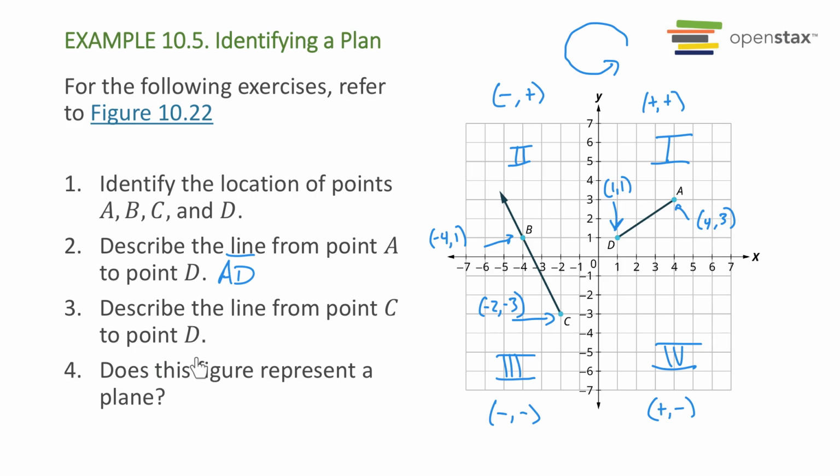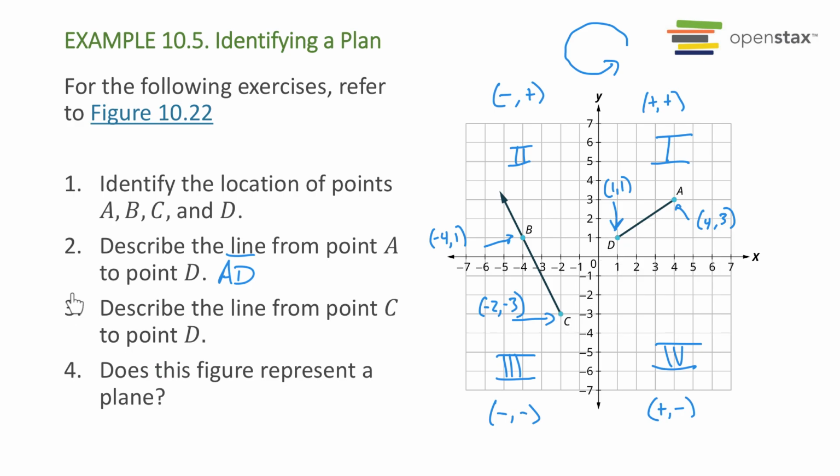And then describe the line from C to D. So C to D, there isn't really a given line from C to D. But if we were to describe the line, if we were to make a line there, then we would say that that line would go from the point -2, -3 to the point 1, 1. But there isn't an actually drawn line there.